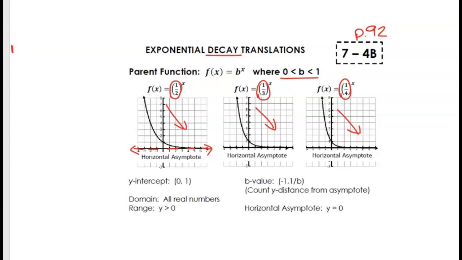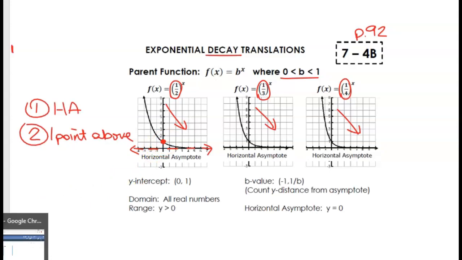So in our problems, first thing we find was that horizontal asymptote. Second thing that we were supposed to find was what? 1 point above. So if I go find 1 point above, is that the same or different from yesterday? The same, so same y-intercept, right? It's just the graph is decreasing instead of increasing, but it's the same y-intercept.